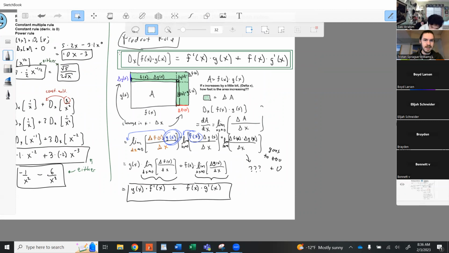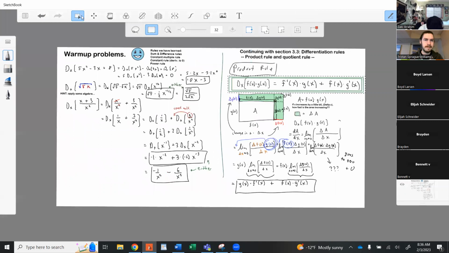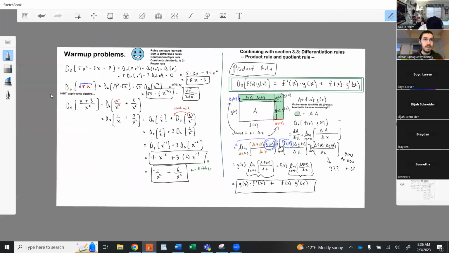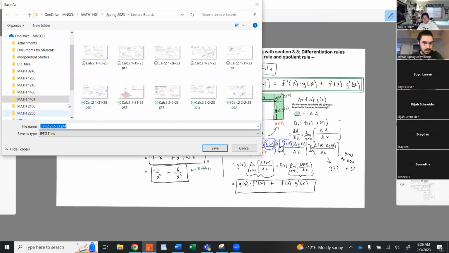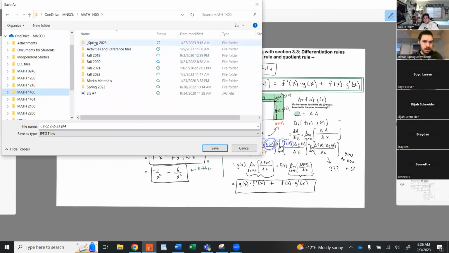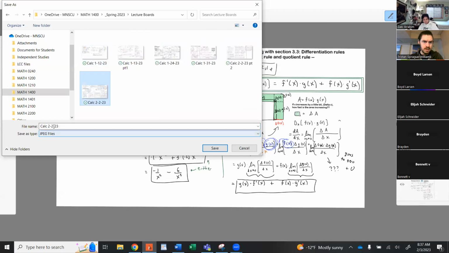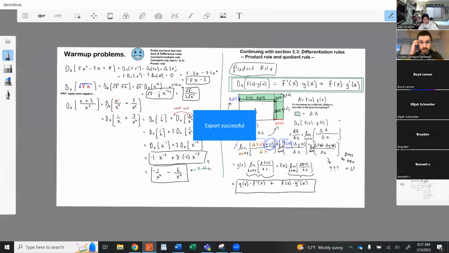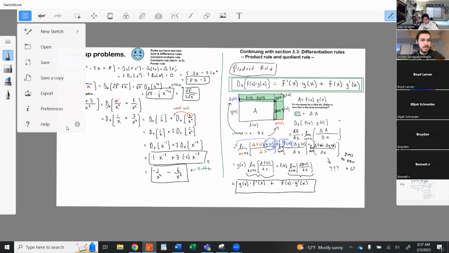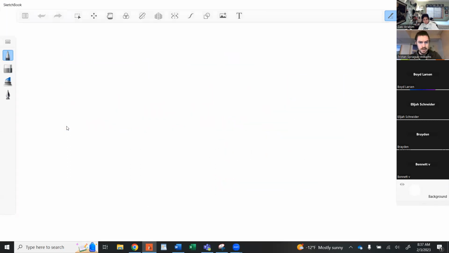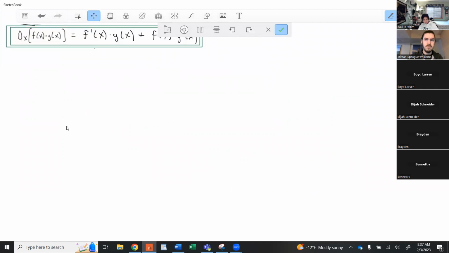I'm going to copy that, paste it over on the next page, and then we'll do a couple of examples. All right, there's our product rule.